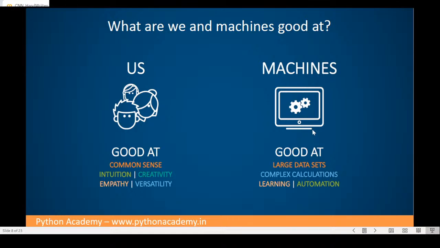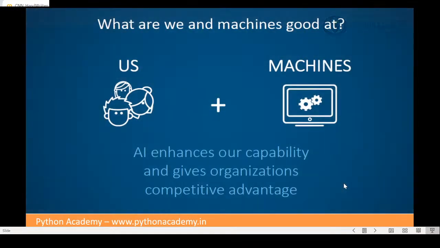Whereas in your machine, it can be very fast. So that is another thing: the learning process which we have started, and has the automation. So automation is also useful to go ahead with. So all this, when we combine, we get what is called AI. So we have the combination of us, whatever we are, and the machines together. AI enhances our capability and gives organizations a competitive advantage, and that is the best thing.